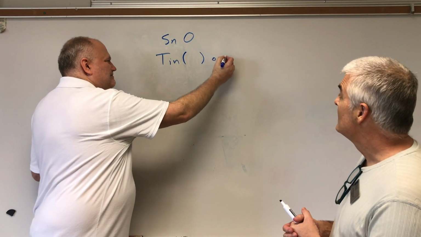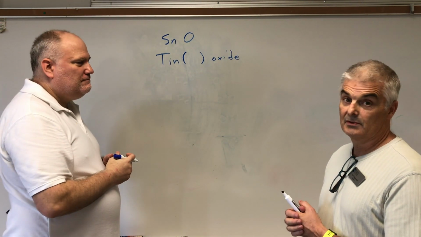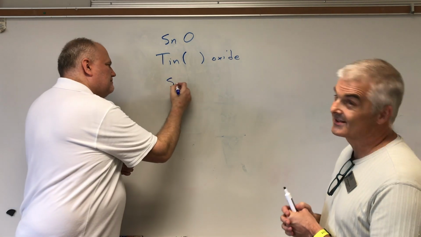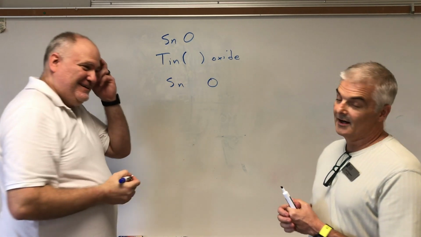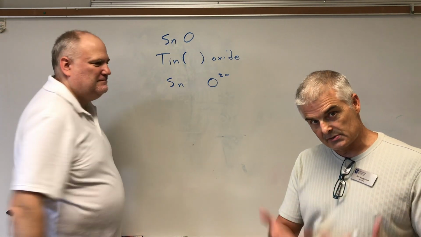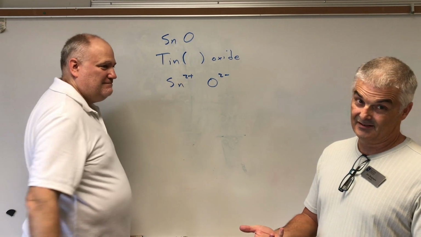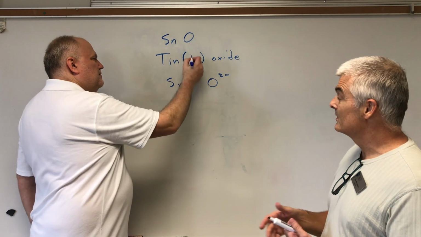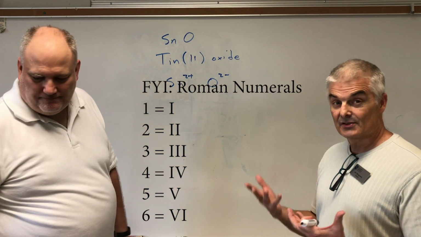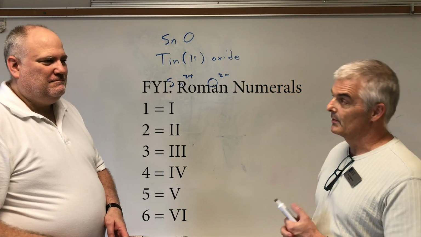Okay, so we're gonna play that game with parentheses, of course, and then we're gonna say oxide. And now we've got Sn and O. I think this is an easy one. It really ends up being O's charge. We always know the anion's charge, and O's charge is -2, so Sn's charge has to be +2. The Roman numeral is 2. And there you go. So that's how you write the names from the formulas.